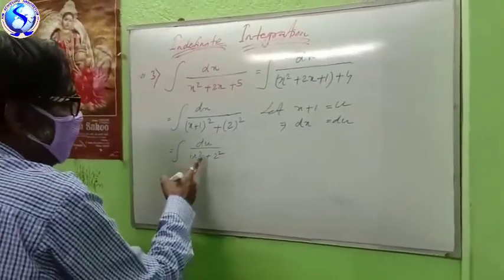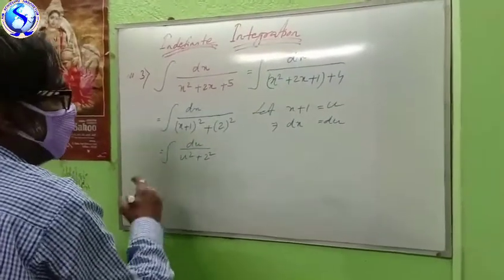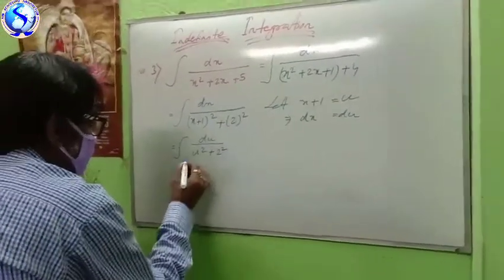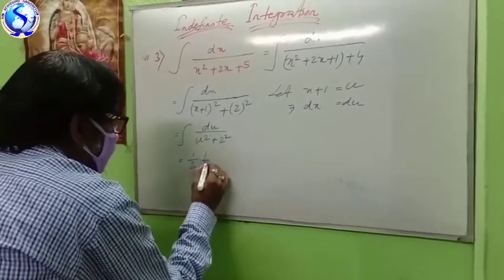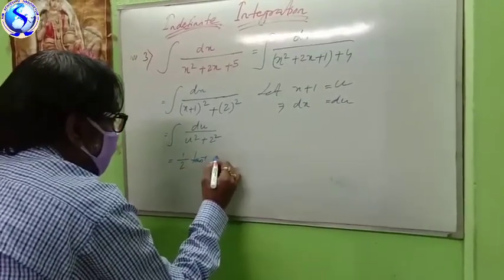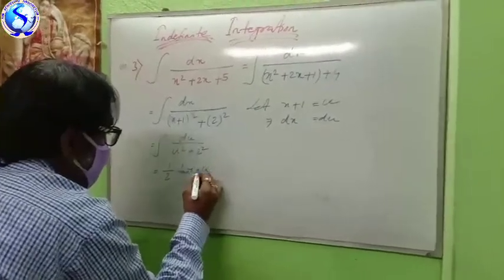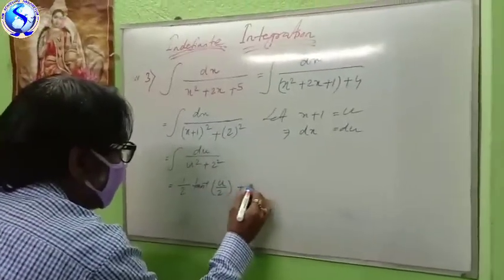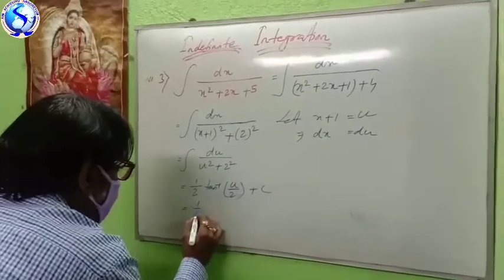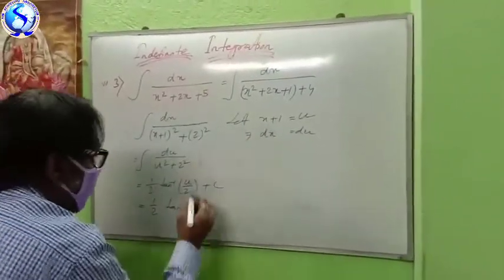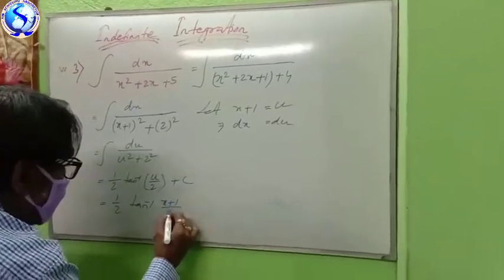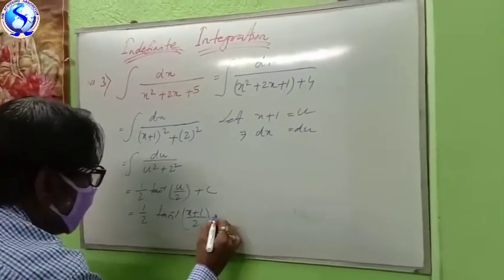Using the formula of dx by x square plus a square, the integration will be 1 by a. 1 by a means 1 by 2, tan inverse x by a means u by 2, plus c. Now put the value of u. 1 by 2 tan inverse, what is u? That is x plus 1. x plus 1 by 2 plus c.